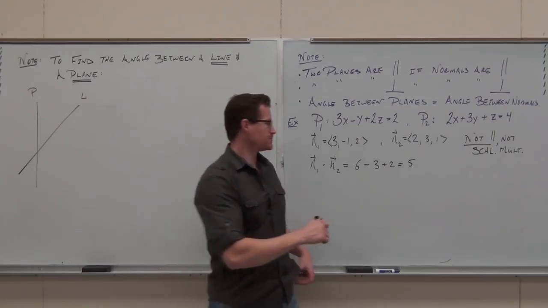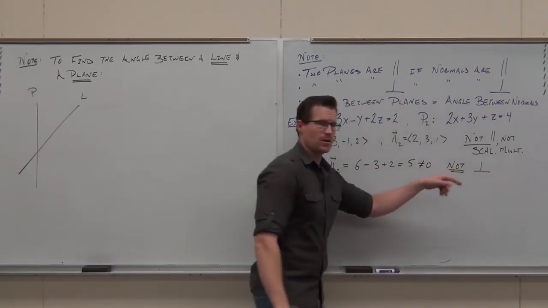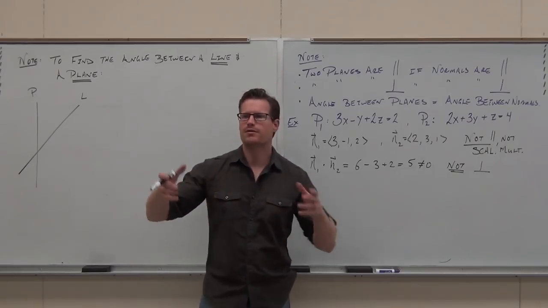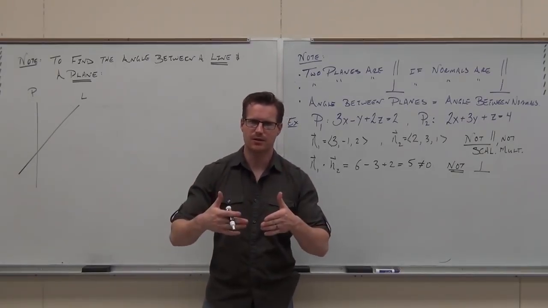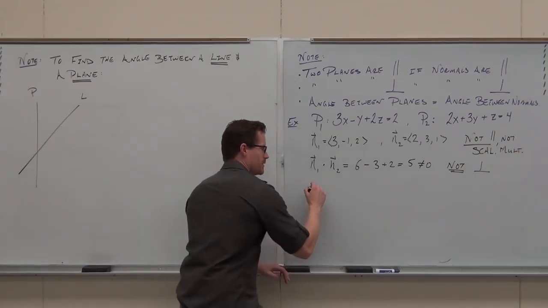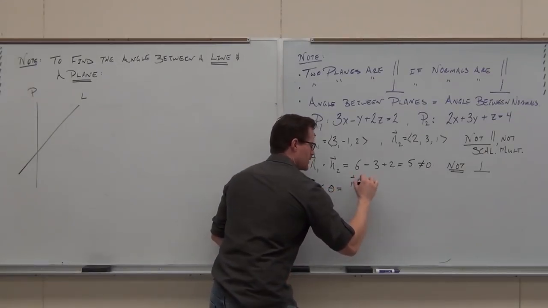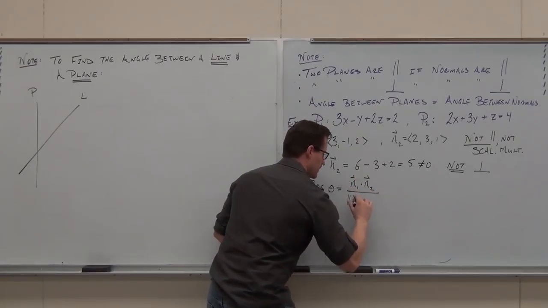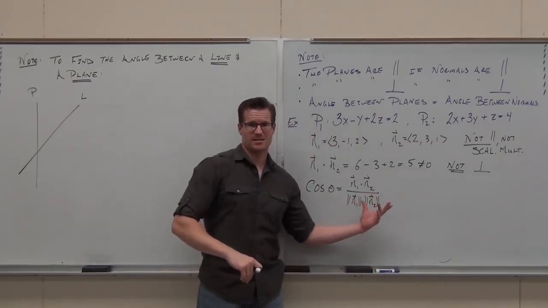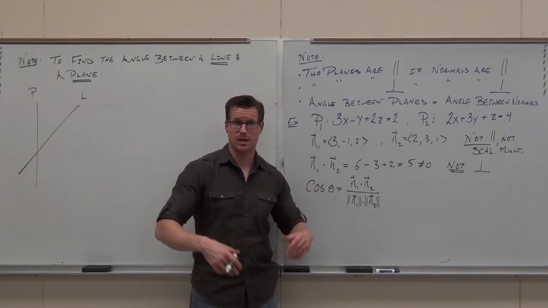It's important. Here's why it's important. Not 0, not perpendicular. But on the test, on your homework, in real life, you go, okay, well, look, if they're not parallel and they're not perpendicular, what's the angle between them? Can you figure it out? Recall that the cosine of the angle is the dot product divided by the magnitudes. Does it make sense what I'm talking about? You've seen it before, a long time ago.